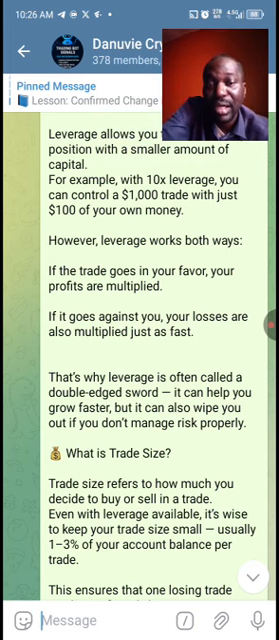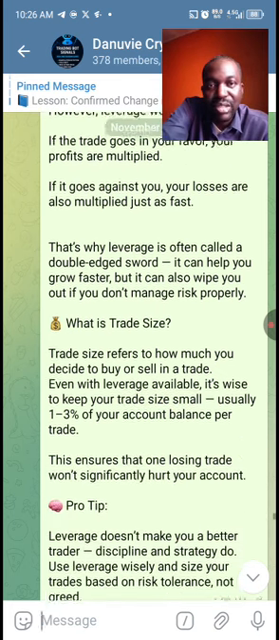It can help you grow faster, but it can also wipe you out if you don't manage risk properly. We've said that before. So it's always important to know, okay, what type of leverage can I use for my account balance so that I don't get wiped out quickly. So we're also going to look at some calculations on how to calculate your leverage and help you place minimal risk on your capital. So let's go to the next one.